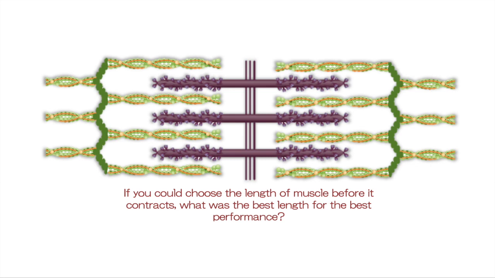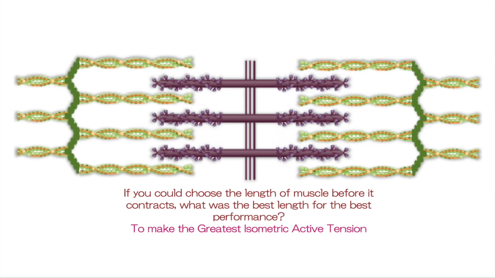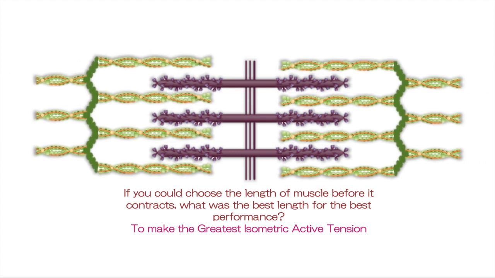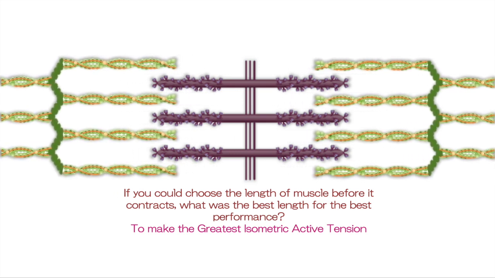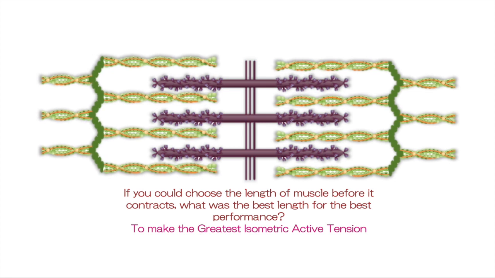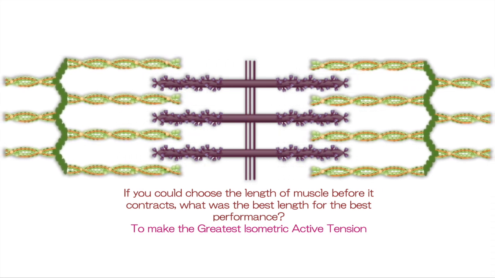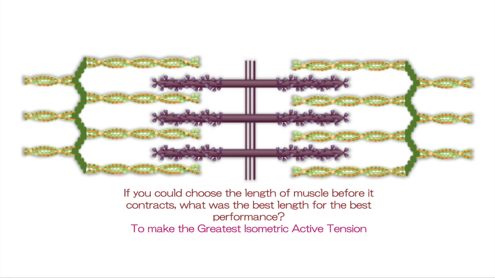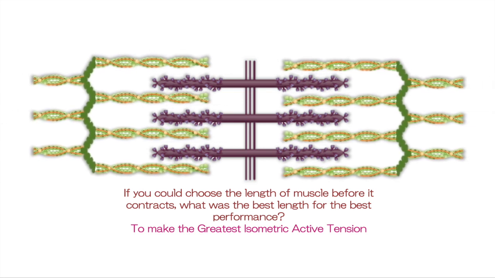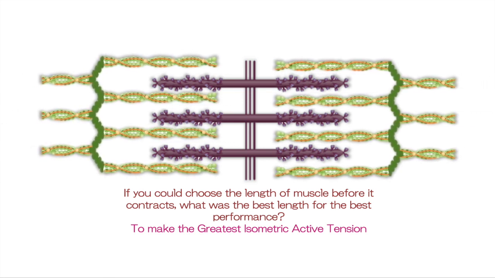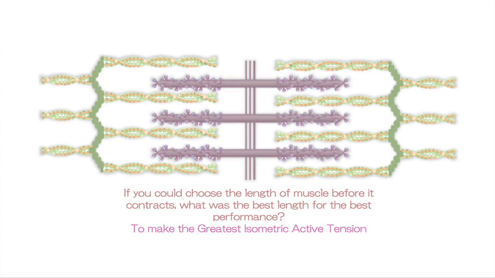Length of muscle before it contracts, what will be the best length for the best performance of the muscle? Or in other words, to make the greatest isometric active tension. Well, the initial amount of overlap between actin and myosin determines the tension development by a contracting muscle. There is another parameter also in the length-tension relationship that is important.